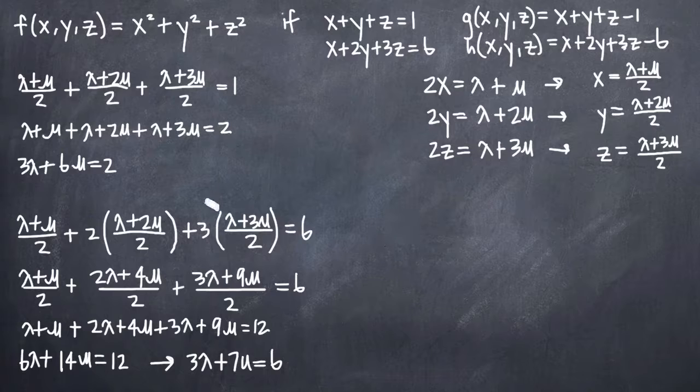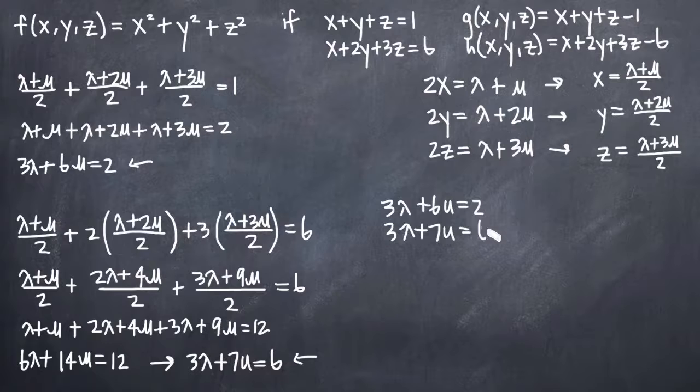And now what we want to do is use the two equations here to solve for lambda and mu. So we have 3 lambda plus 6 mu equals 2, and then we have 3 lambda plus 7 mu equals 6. We'll go ahead and subtract the second equation from the first one. When we do that, we'll get 3 lambda minus 3 lambda, which is just 0. 6 mu minus 7 mu is a negative mu, and 2 minus 6 gives us a negative 4, which means that we're going to get mu equal to positive 4.